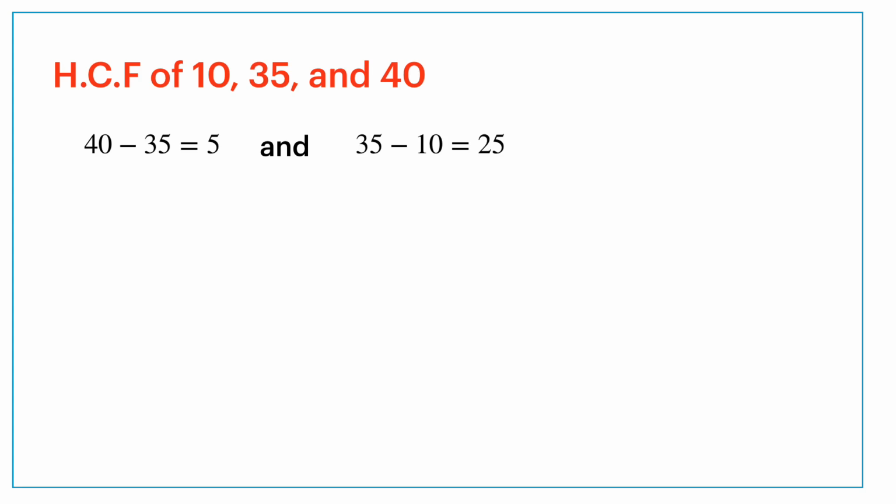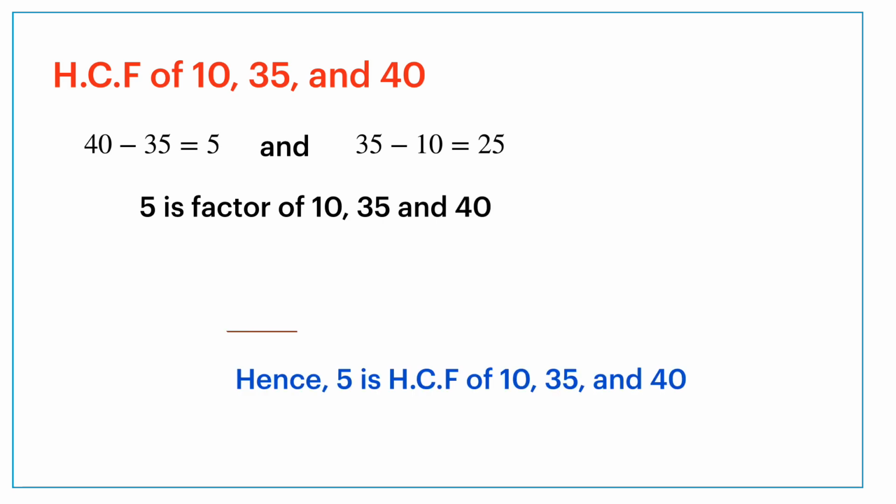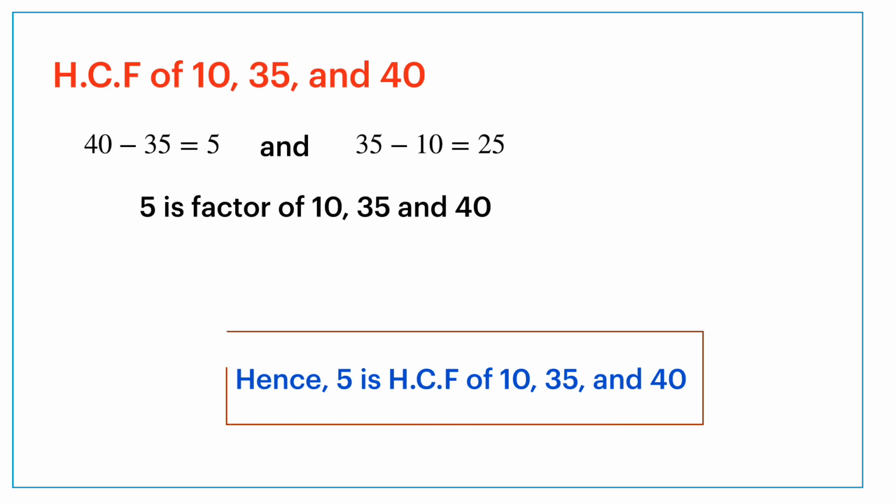Let's consider another example. What is the highest common factor of 10, 35 and 40? First, we need to find the differences between the numbers. That is, 40 minus 35 is 5 and 35 minus 10 is 25. The smallest difference is 5. Since 5 is a factor of all three numbers, we can conclude that the HCF of 10, 35 and 40 is 5.